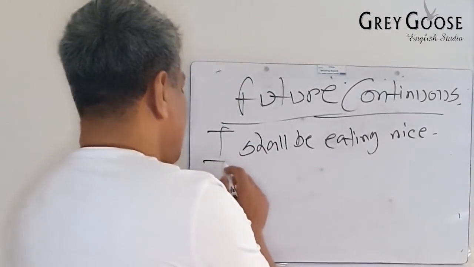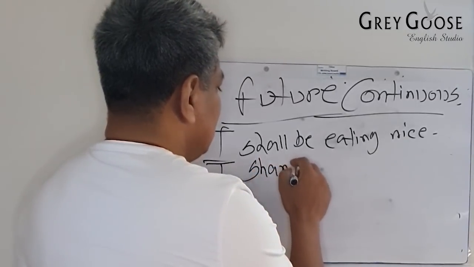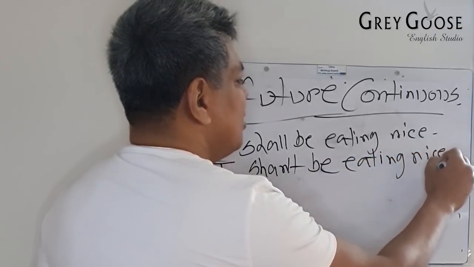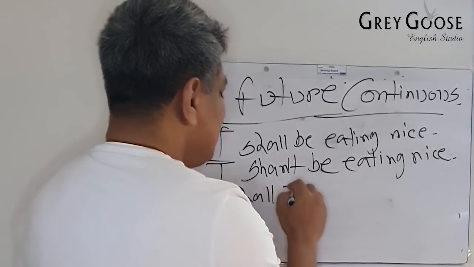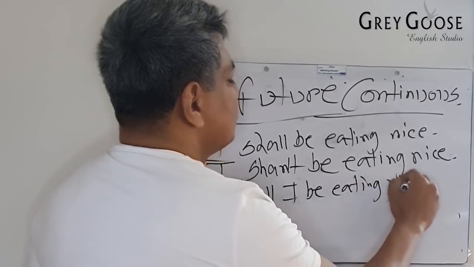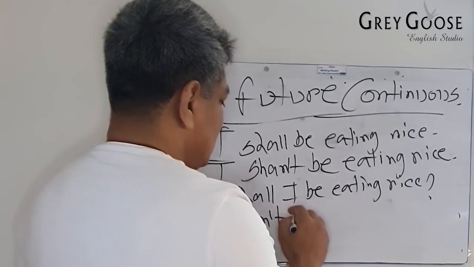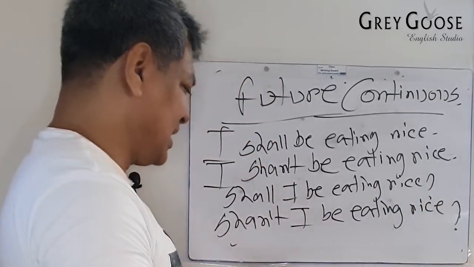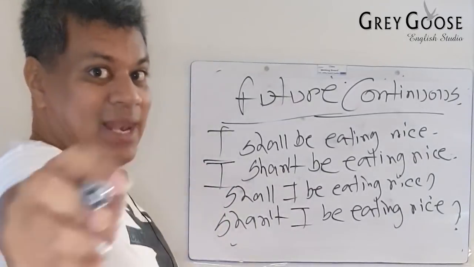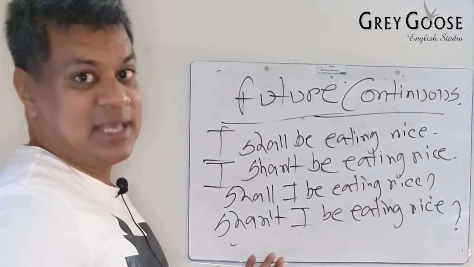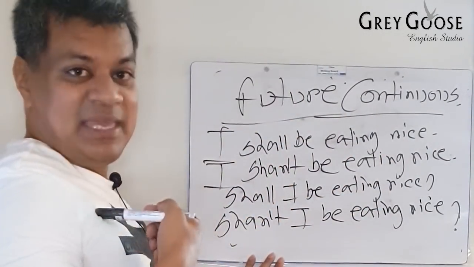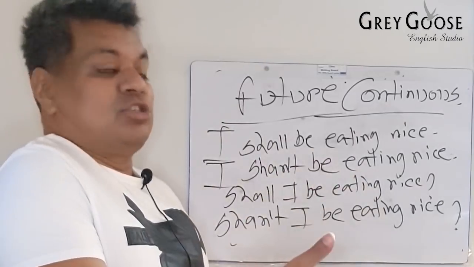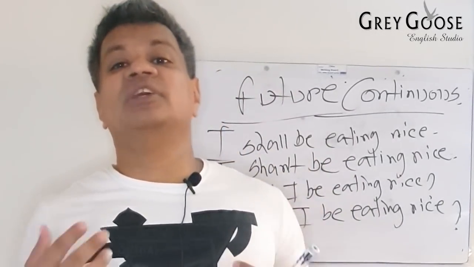Now turn that negative: I shan't be eating rice. Then, shall I be eating rice? Then, shan't I be eating rice? Guys, if you want to replace shall with will, that'd be: I will be eating rice, I won't be eating rice, will I be eating rice, won't I be eating rice. Again, two other sons of Mr. Future, future perfect and future perfect continuous tense, they are not used.